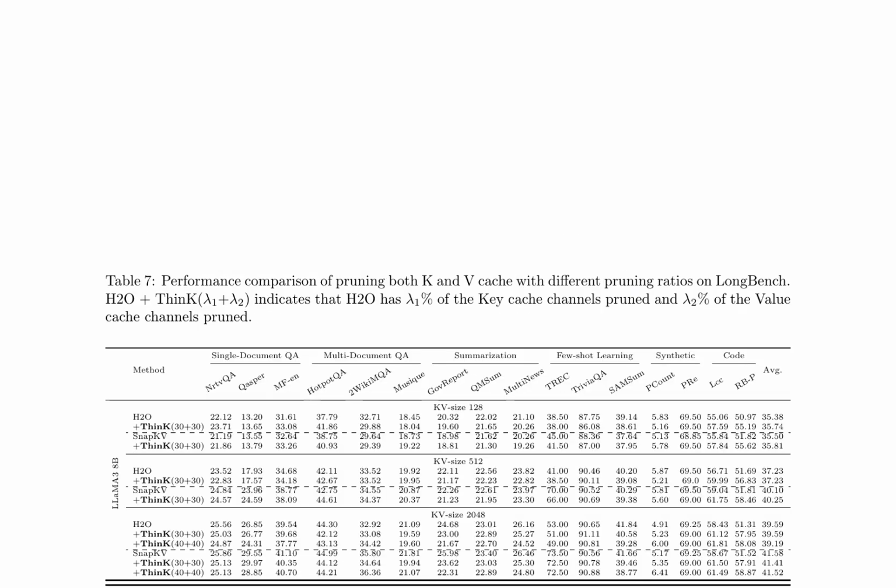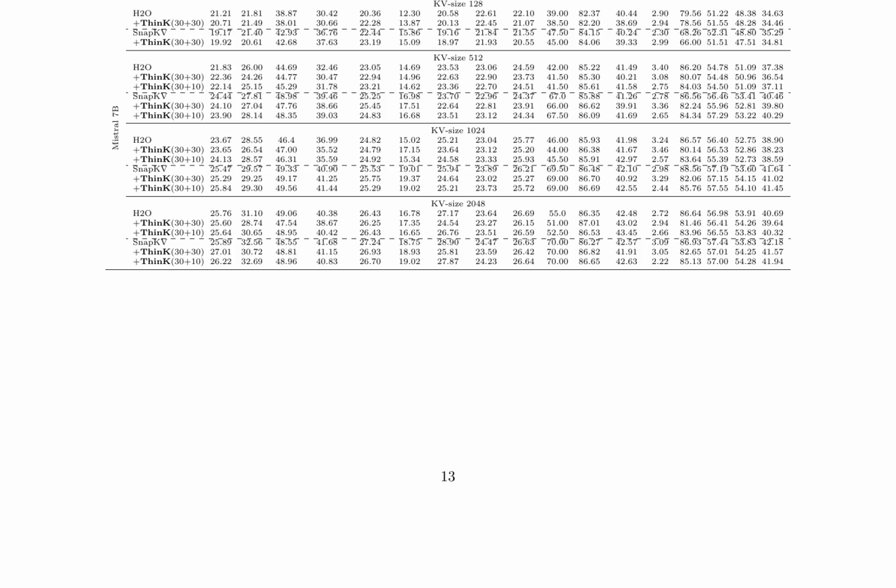This research presents a comprehensive comparison of the performance of H2O, SnapKV, and Mistral 7B Instruct v0.2 models in various natural language processing tasks, including single document question answering, multi-document question answering, summarization, and few-shot learning. The results show that the performance of these models varies across tasks and cache sizes, with H2O and SnapKV performing better in some tasks while Mistral 7B Instruct v0.2 excels in others. The addition of ThinK pruning to these models also affects their performance, sometimes improving and sometimes degrading it.